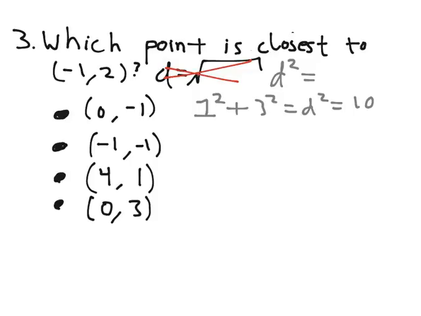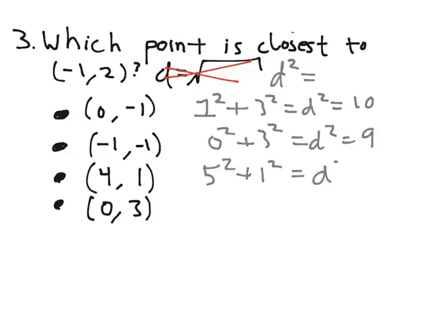Well, the -1 doesn't change. X's don't change. And then my y's, well, between 2 and -1, again I have a 3 squared. So now my d squared is 9. For this next one, we have (4, 1). So the difference between -1 and 4, it's actually the same thing, is 5. So I square that and I add it with the other, which is 1 squared, and that gives me d squared, which is 26.